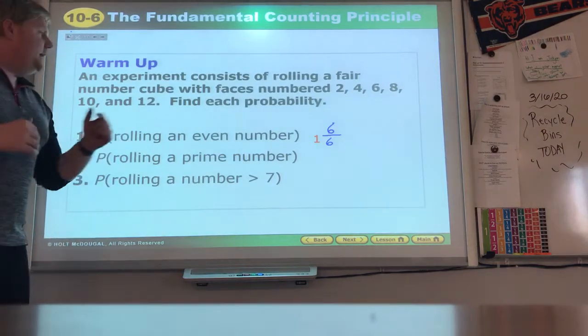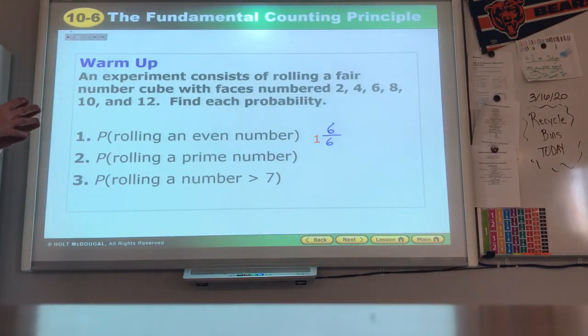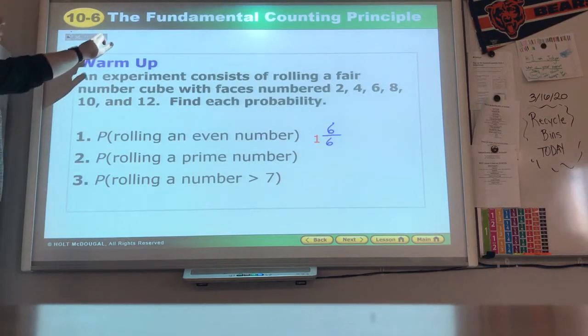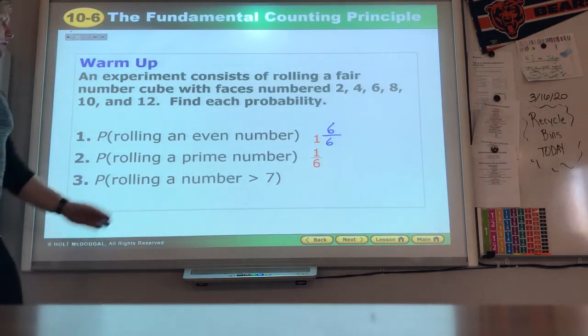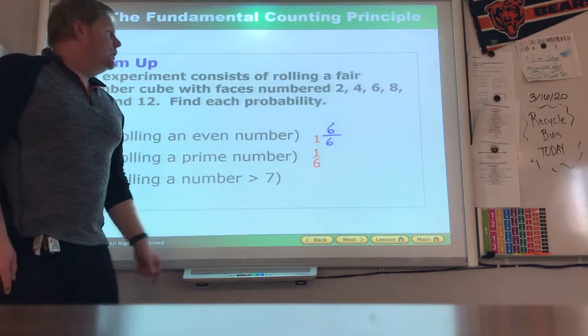Rolling a prime number. Now in these, I know 2 is a prime number. That 1 meets my requirement. The other 5 are not. So there's 6 total choices, and one of them meets it. It's 1 over 6.